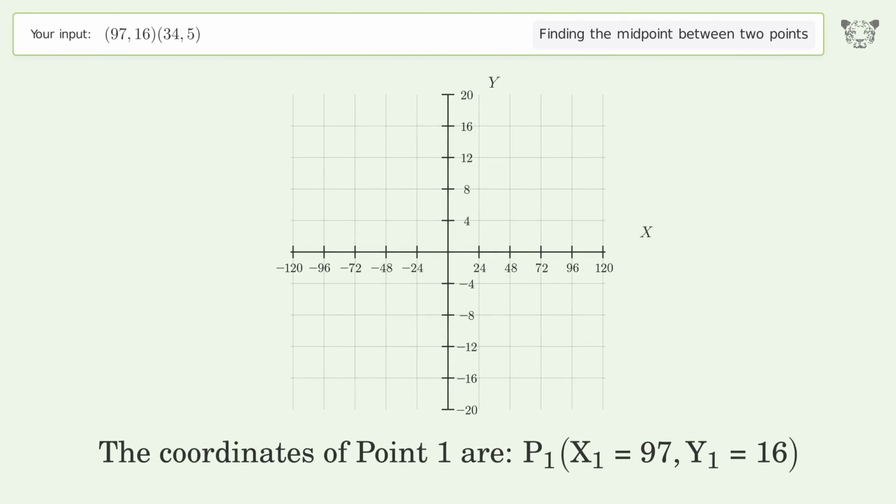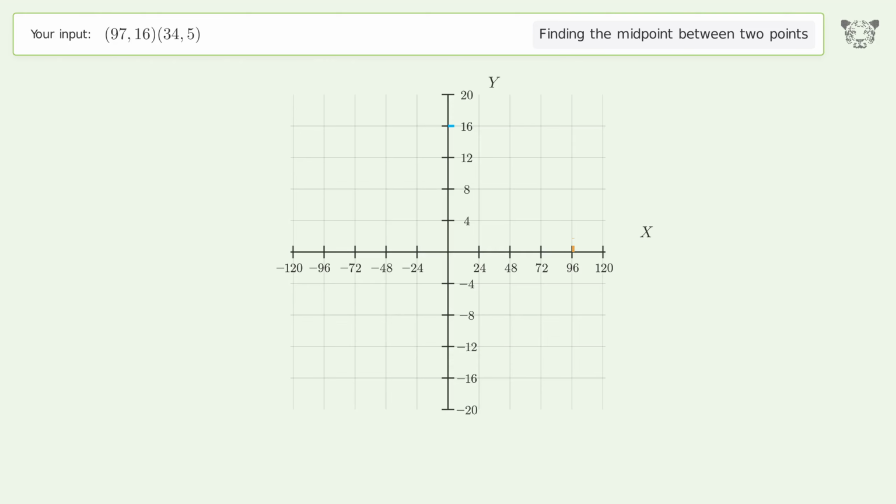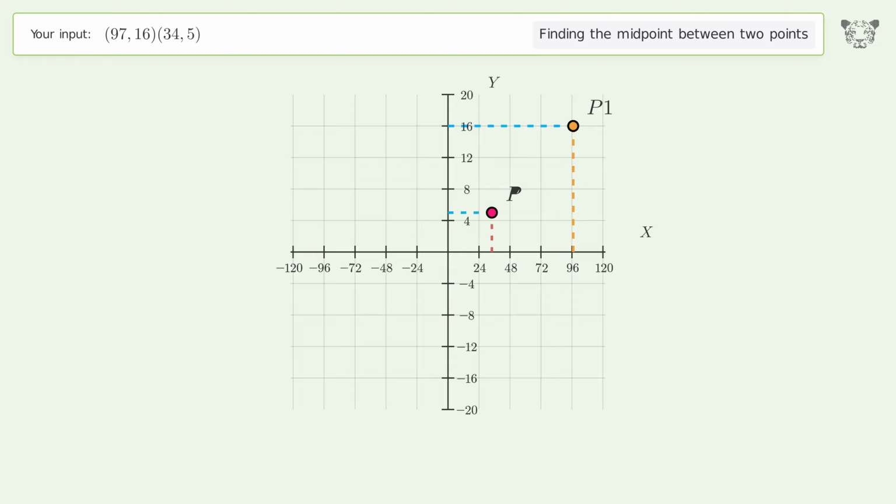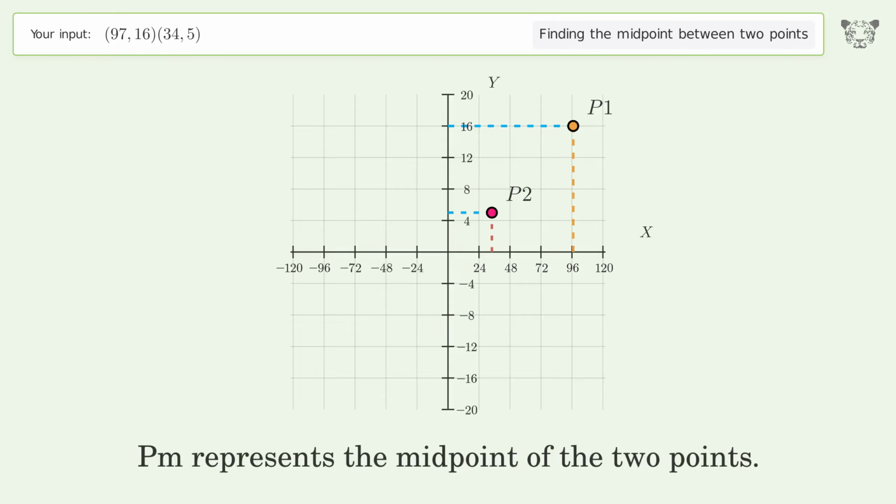The coordinates of point 1 are x1 equals 97, y1 equals 16. The coordinates of point 2 are x2 equals 34, y2 equals 5. PM represents the midpoint of the 2 points.